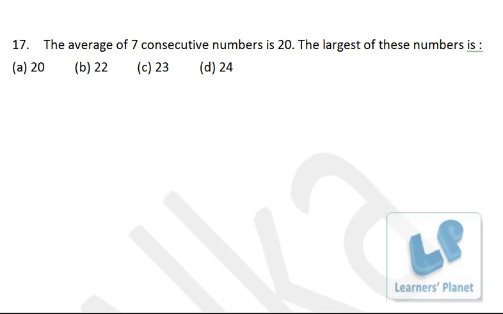Now the average of 7 consecutive numbers is 20, what is the largest of these numbers? Again, it's a very simple problem. If there are 7 consecutive numbers, that means the average will be the 4th number, that is the middle number. So A, B, C, D, E, F, G, right? These are the 7 numbers. So this will be the average, right?